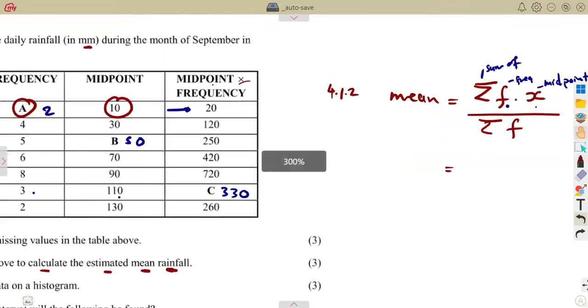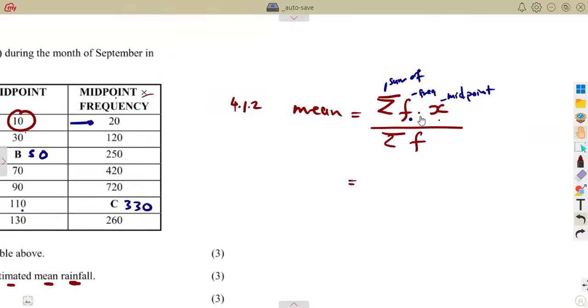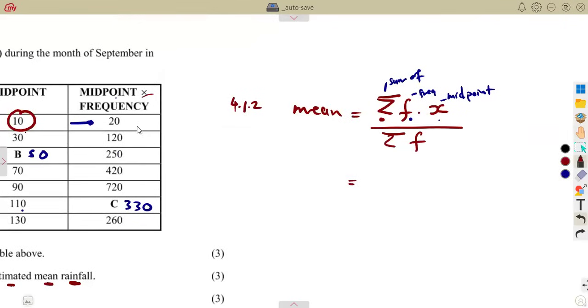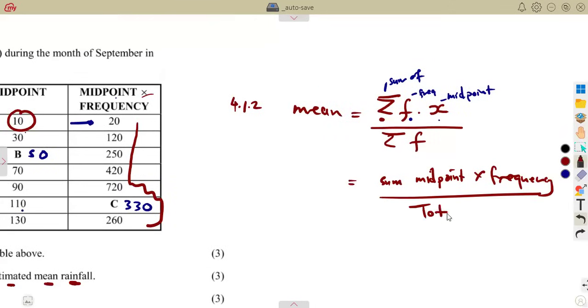So you're not going to start now to say 2 times 10, plus 4 times the... no, already they multiplied these for us, frequency and midpoints. But we need the sum, the total. So you have to add these together. You're going to add this 20 plus this plus this. You add everything. So you add the sum of what? Midpoint times what? Times frequency, over the total frequency.